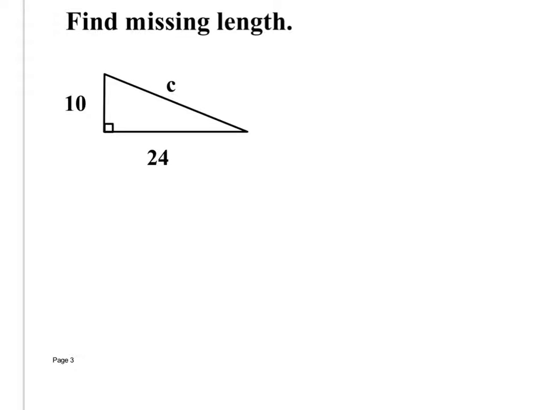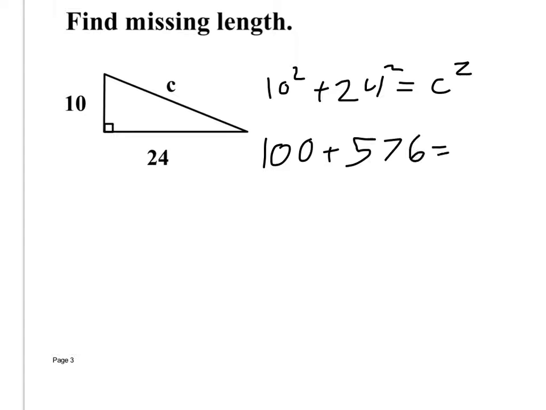Write this down. This is what the Pythagorean Theorem is for: to find a missing length of a right triangle. It doesn't necessarily have to be the hypotenuse, but it's the easiest one to find. So I take 10 squared plus 24 squared, and that's going to give me c squared. That'll tell me how long the hypotenuse is. 10 squared is 100. 24 squared is 576. So 100 plus 576 is 676, equal to c squared.